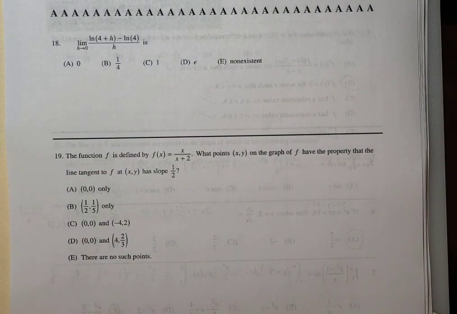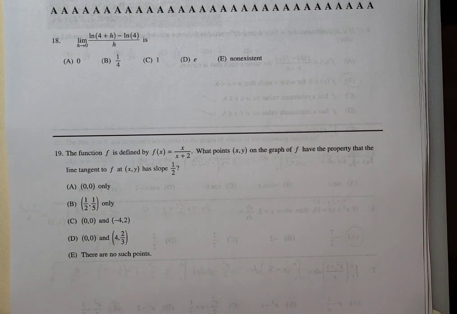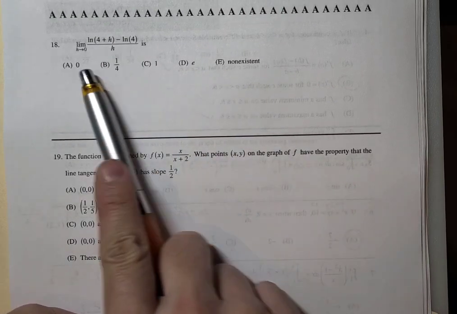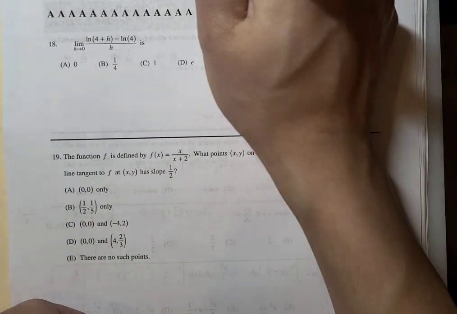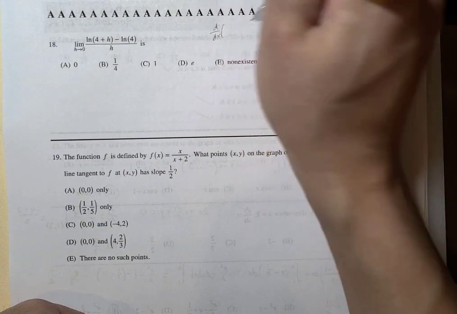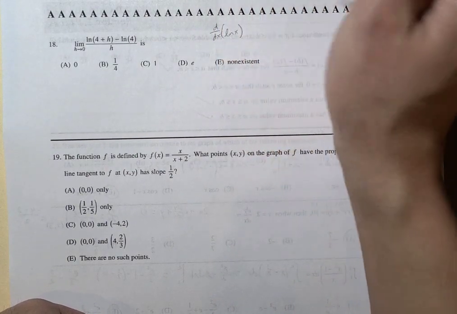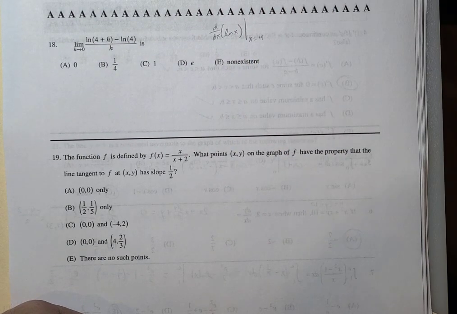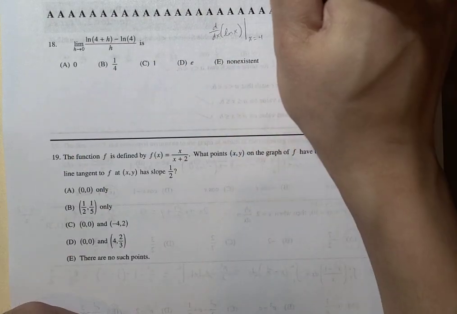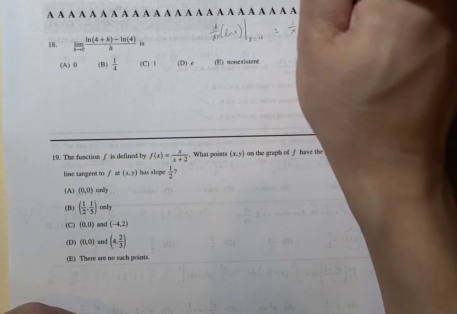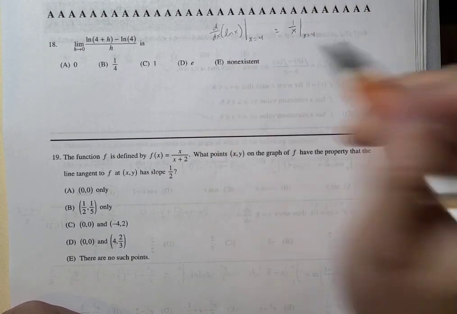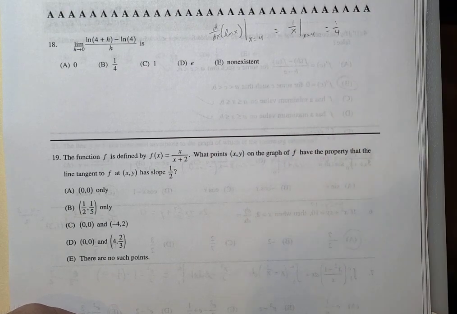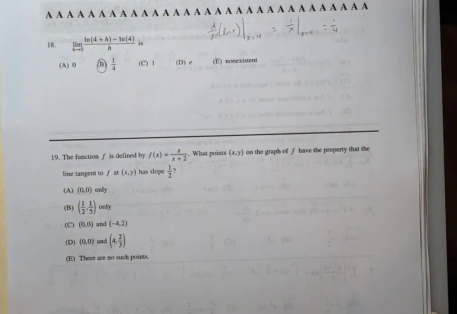We have this difference quotient: the limit as h goes to 0 of ln of 4 plus h minus ln 4, over h. Okay, so you should recognize this is the limit definition of the derivative. So what are we finding the derivative of? We're finding the derivative of ln x, and we're evaluating it at x equals 4. That's what this difference quotient is. So it's just 1 over x evaluated at x equals 4, because 1 over x is the derivative of ln x. So this is just 1/4. 18 is b, as simple as that.